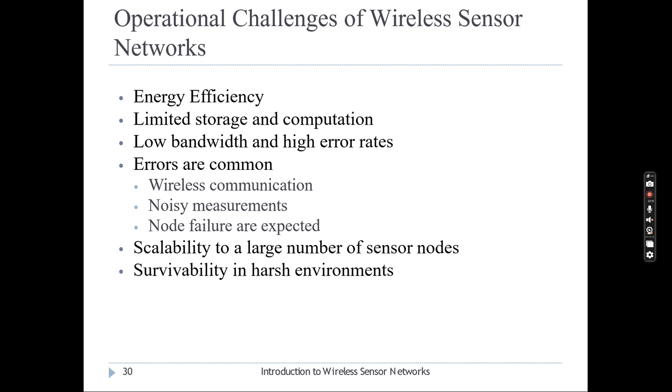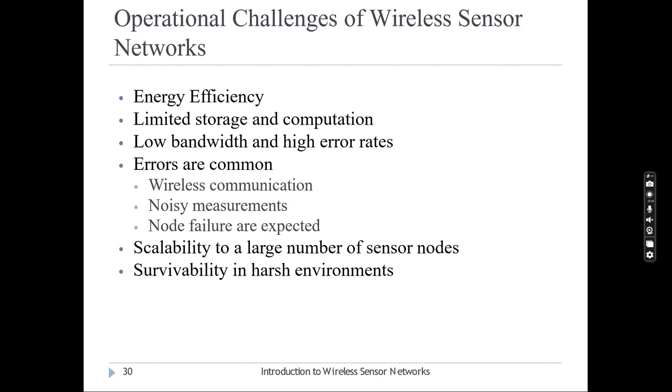Low bandwidth: the data sent from one sensor node to another sensor node is very limited, very minimal data only. Here, because it uses a wireless medium, the bandwidth is also very limited. It is one of the operational challenges you should consider when you design a new system.